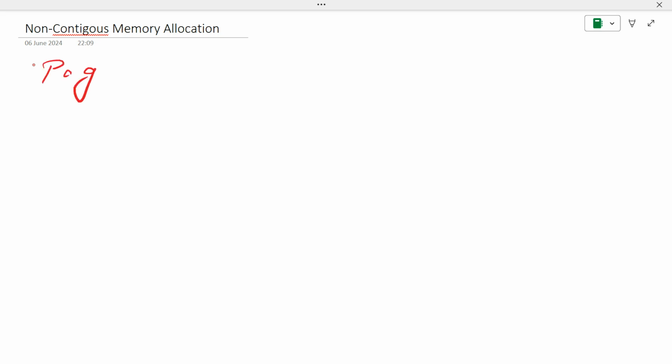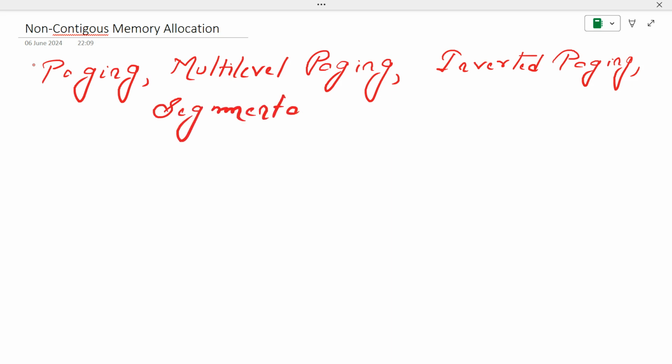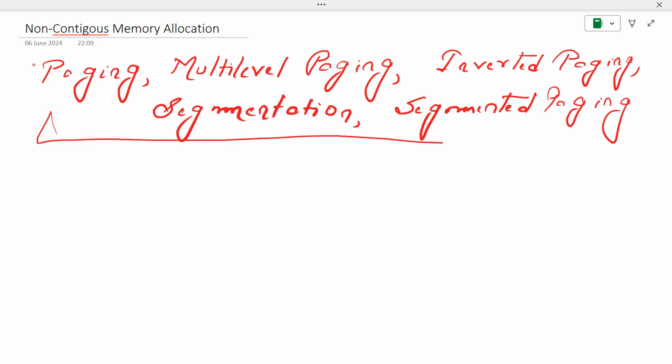So first one is paging. Second, we have already discussed multi-level paging, which is another type of paging technique. And third is inverted paging, which is also a type of paging only, but the technique is a little bit different from the previous two. Then we have segmentation, and at last we have segmented paging. So these are the non-contiguous memory allocation techniques. First of all, we will deal with all of these one by one.